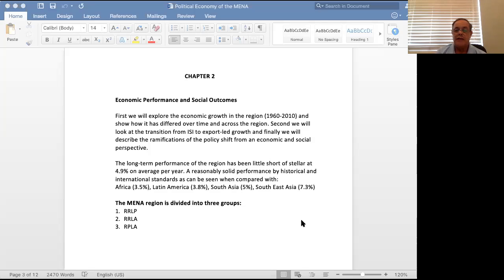So if you look at the MENA region, they were not doing that poorly. When you compare them with the rest of the world, they were pretty much right there, with the exception, of course, of Southeast Asia, which was doing extremely well at 7.3%. But other than that, the MENA region was right there with the rest of the world.